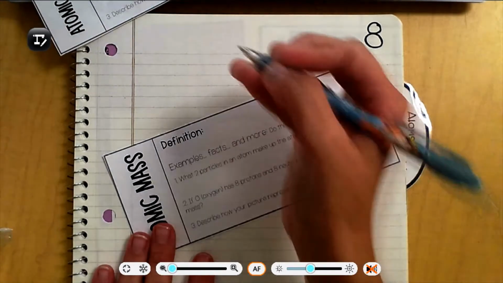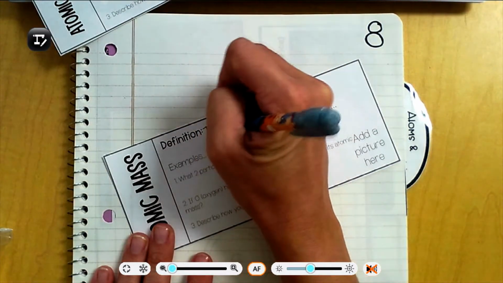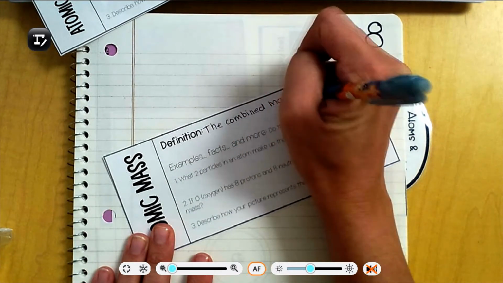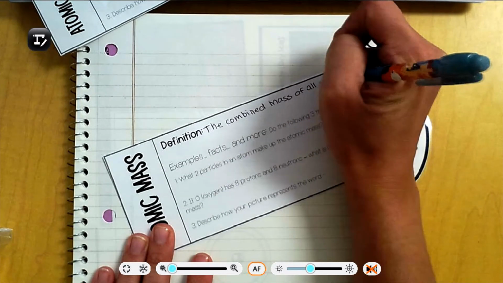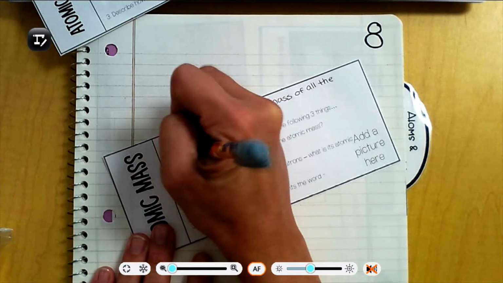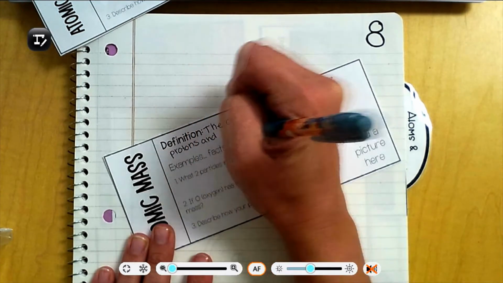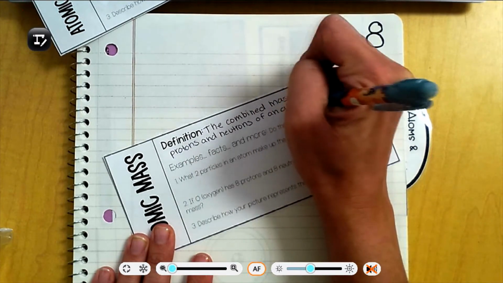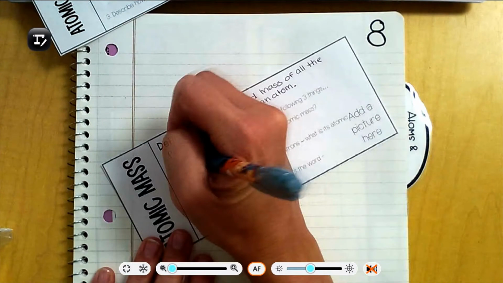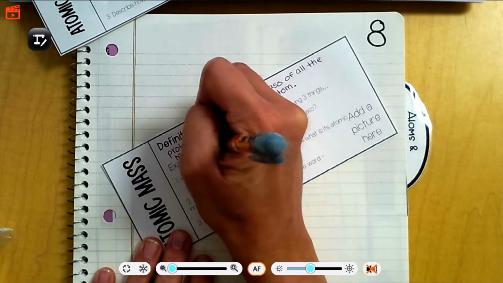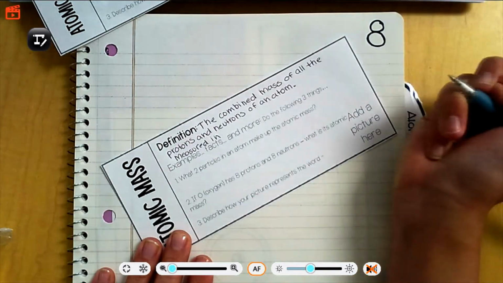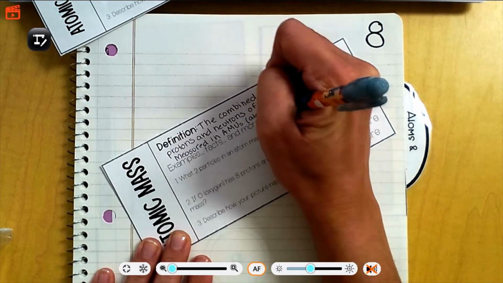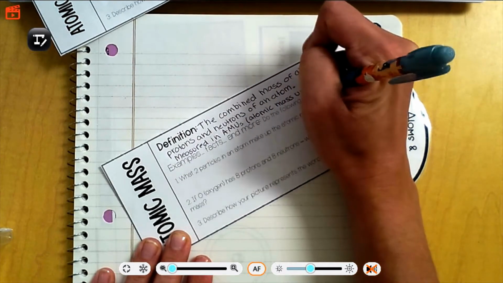So atomic mass, my definition is the combined, that just means added together, mass of all the protons and neutrons of an atom. So that just is all the stuff that's in the nucleus, remember that? And that is measured, so what we use to measure it, in AMUs, which stands for atomic mass units.